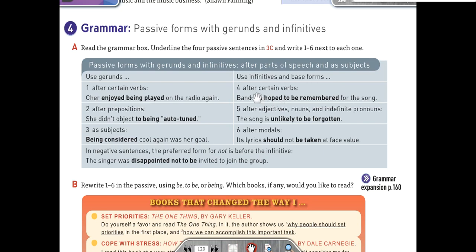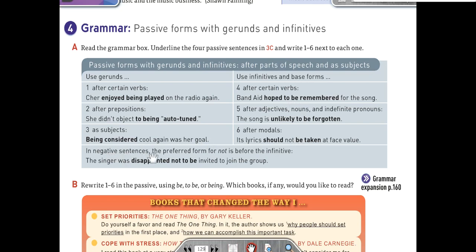Ok, ahora sí. After certain verbs. Entonces, tenemos hope, después adjectives. Tenemos unlikely, puede ser to be forgotten, y después after modal verbs, should. Recuerden, tenemos muchísimos modal verbs y siempre, no importa que esté el negativo, the next verb is in base form o bare infinitive. Should not be taken. No deberían ser tomados. Y otra vez tenemos el verbo to be y el verbo en past participio. Y en este caso tenemos infinitive and base form.